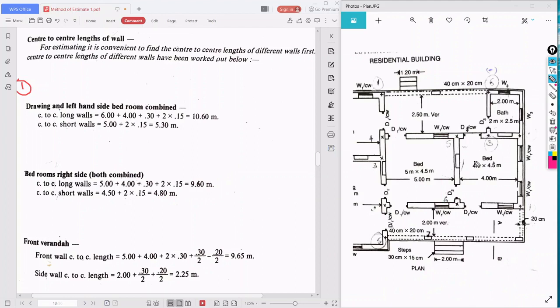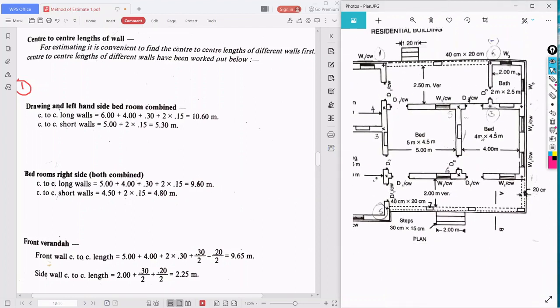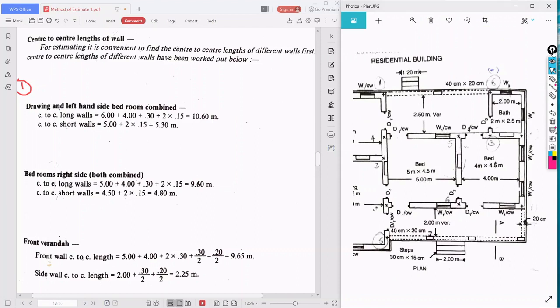Next, what we can do? Next, we can concentrate here, that is the front veranda. What is the front veranda distance? This is the long wall and this is the short wall. The length from here to here will be the same as that of the bedroom right side.